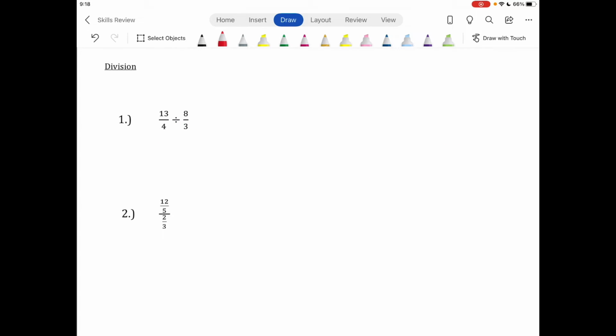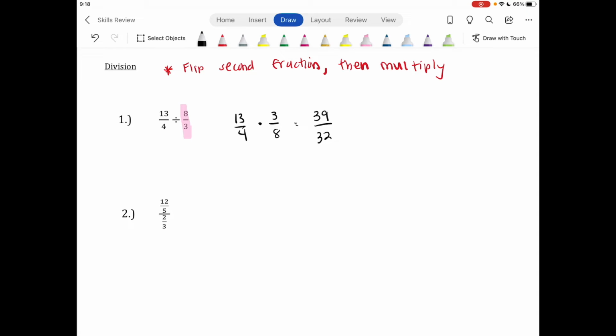With division, it's very similar to multiplication. The only thing is we need to flip the second fraction, and then we can multiply. In the first example, we're going to keep that first fraction the same, 13 over 4. But we're going to flip our second one, so it's going to now be multiplying by 3 over 8. Go ahead and multiply straight across, and we will have 39 over 32. This is already in simplest form since 39 and 32 do not have any other numbers in common.